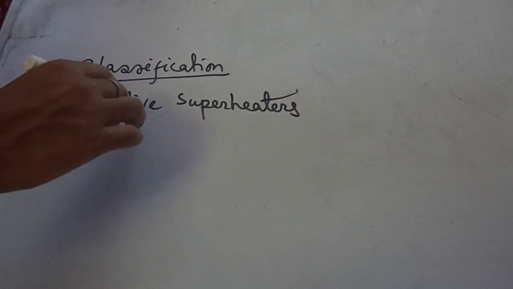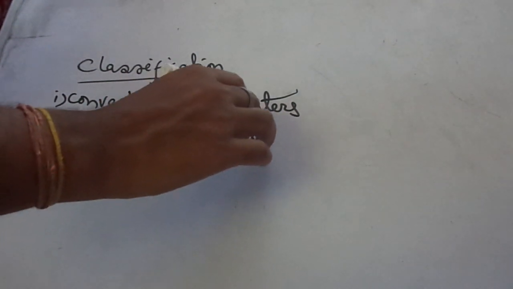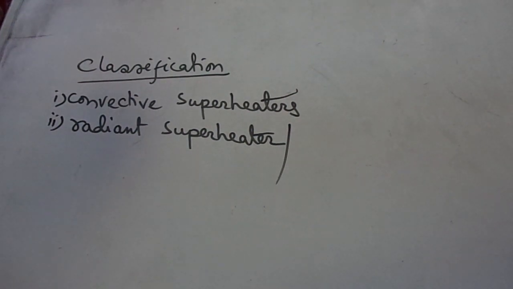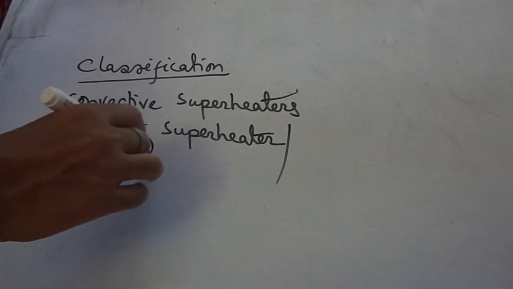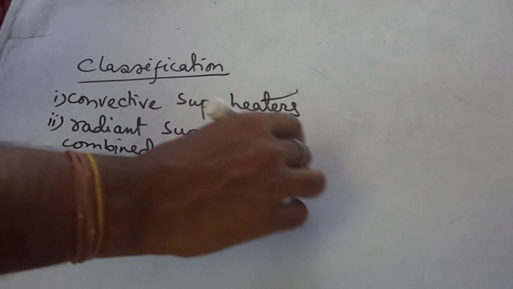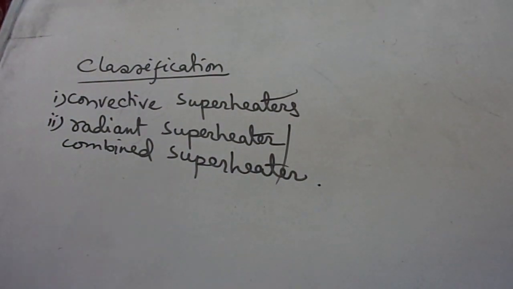Okay. So one is the convective superheater, another one is the radiant superheater or combined superheater, depending on how heat is transferred from the gases to steam.